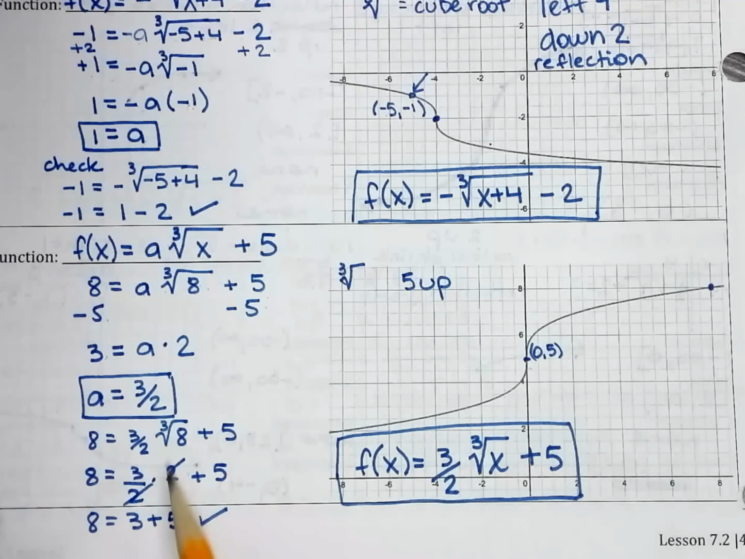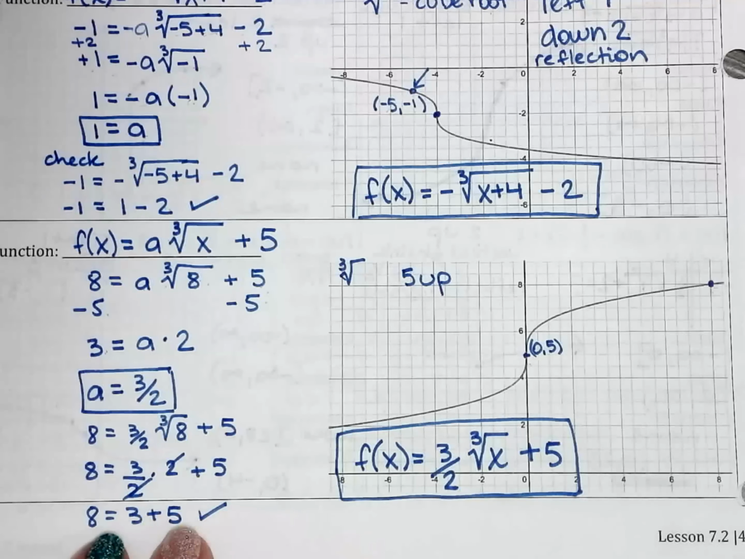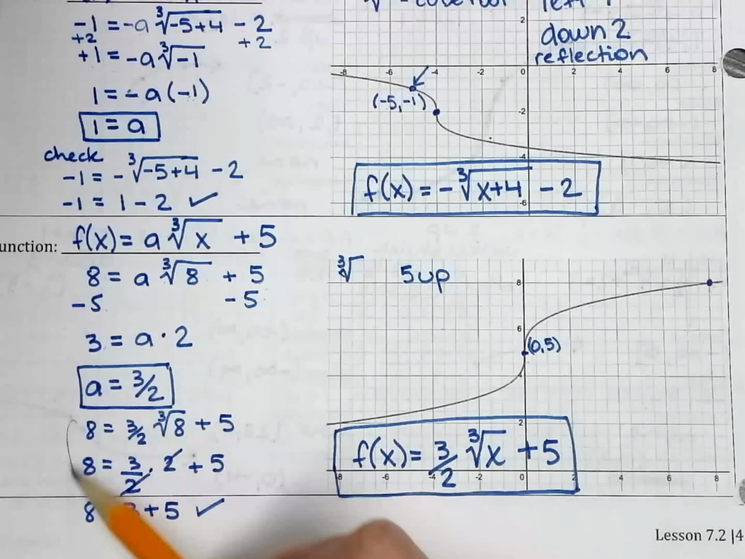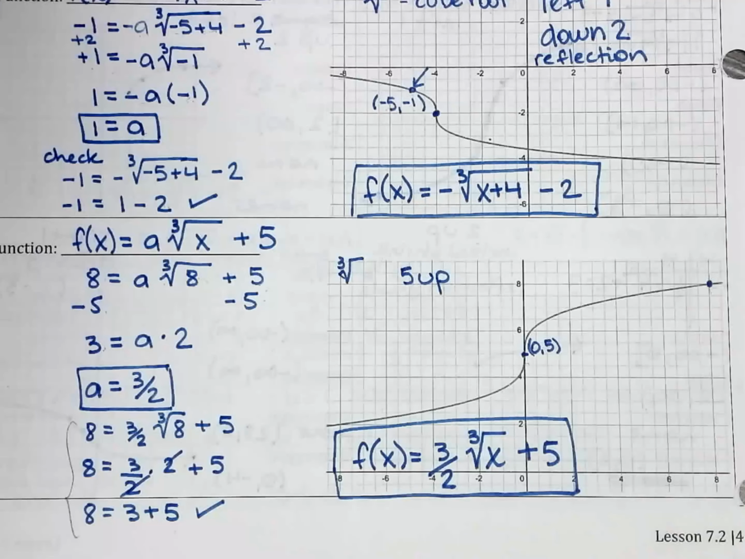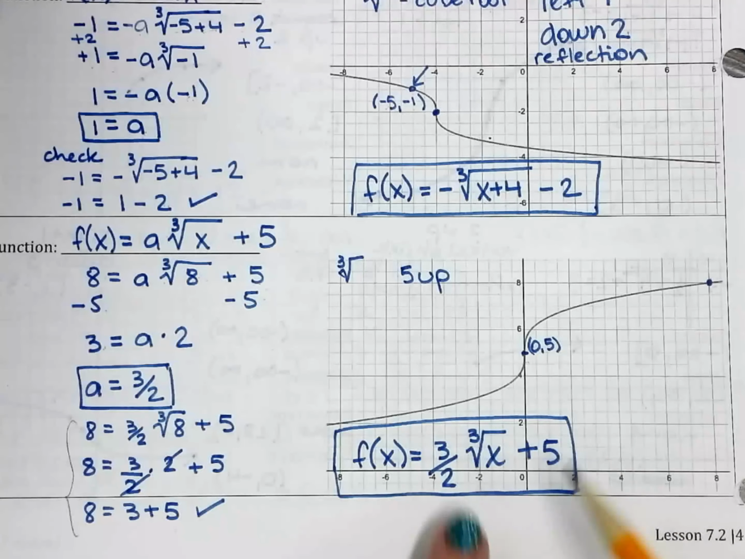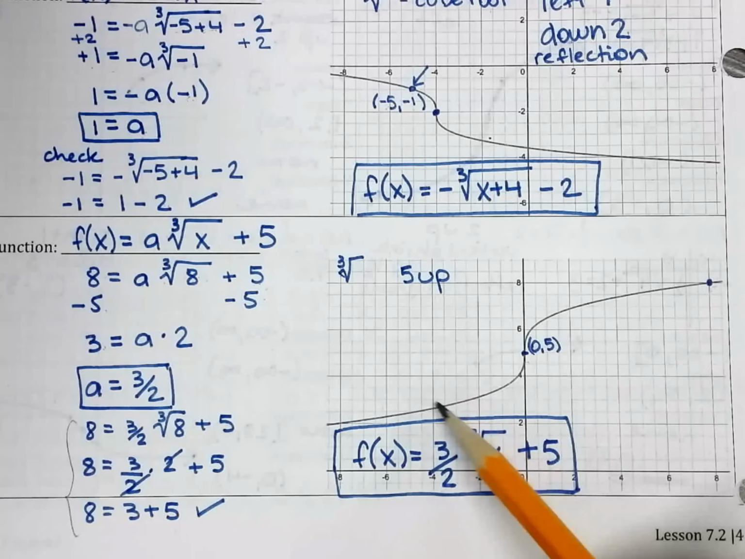So a is 3/2. Just make sure you go that extra 30 seconds to check your work, make sure that that checks out. And then your final answer is the function that represents this graph right here. The end.